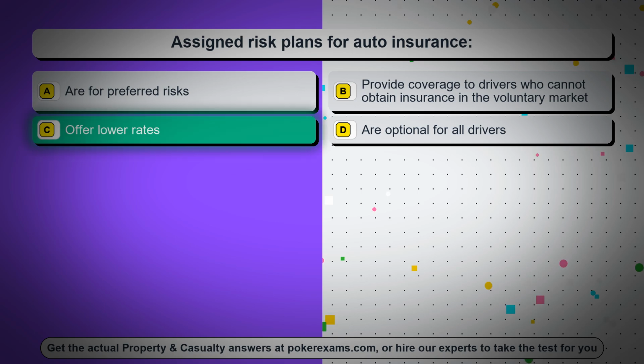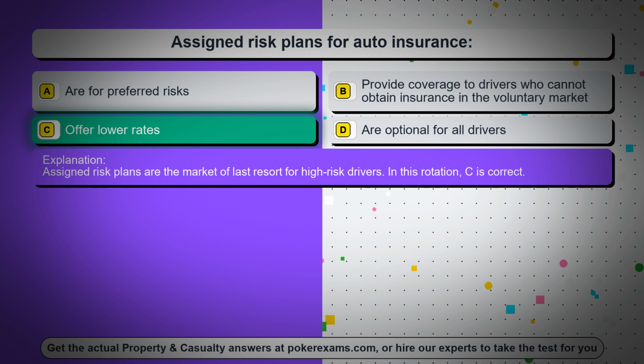The correct answer is option C, offer lower rates. Assigned risk plans are the market of last resort for high-risk drivers. In this rotation, C is correct.